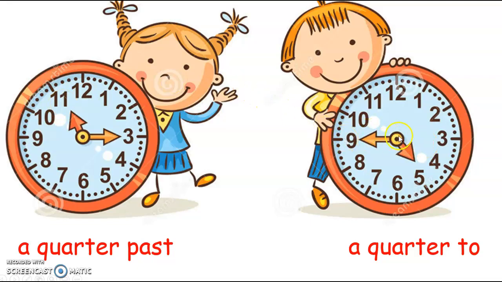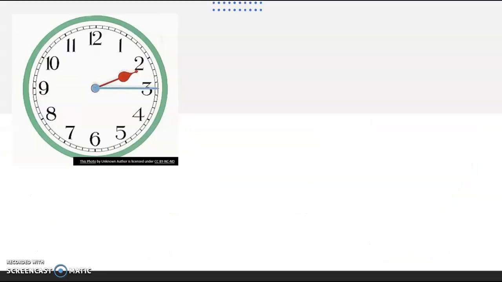还有一刻就到5点。A quarter to 5。一定要搞清楚 a quarter past 和 a quarter to。A quarter past 就是分针指着3，a quarter to 就是分针指着9。Alright, let's do some exercise.